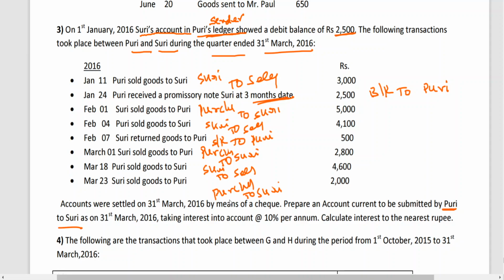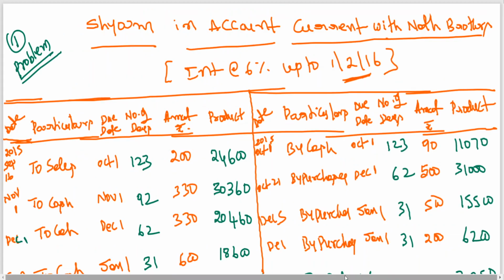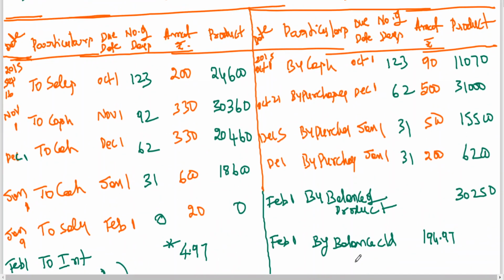Okay. Now, in all these cases, except the transaction where we have 3 months due, all other transactions don't have any due date. Got it? So the transaction date will become the due date. Accounts were settled on 31st March 2016 by means of a cheque. Whatever the final amount is, as we have seen in the last class, the balance, because there is no mention about the payment being made.